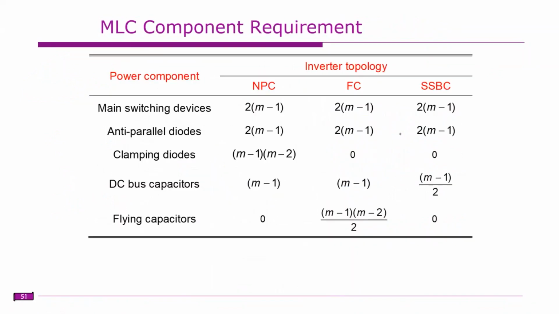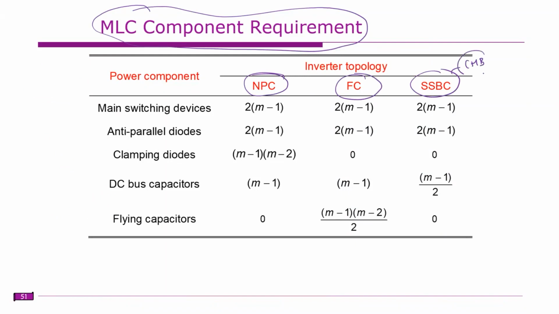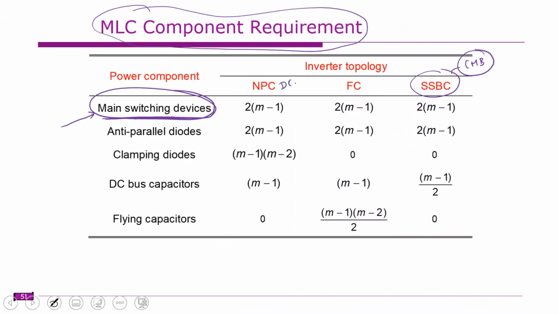Next we have the comparison of these multi-level converters. On one side you have neutral point clamped, flying capacitor, and SSBC, which is also known as cascade H bridge. The first thing is the main switching devices. How many main switching devices? We already discussed that, in the case of neutral point clamped or diode clamped multi-level inverters.